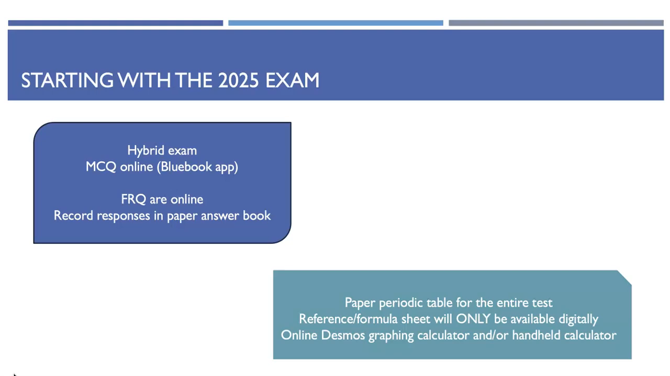The other thing to point out is that you will have access to the online Desmos graphing calculator in Blue Book. You'll also have use of a handheld calculator, not a phone. It's got to be an actual calculator.